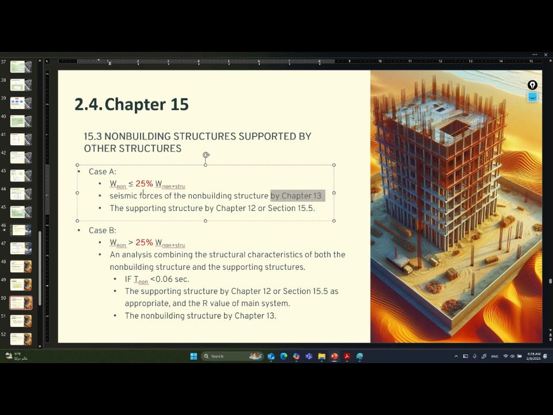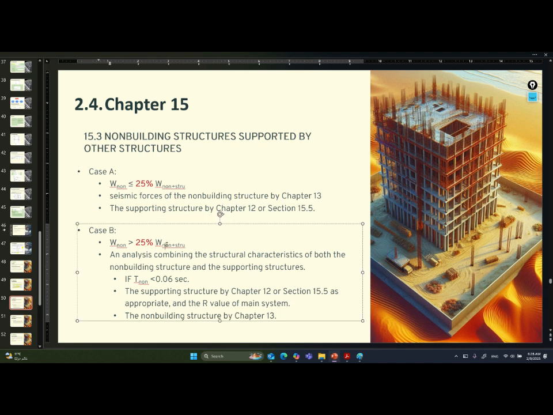However, regarding the supporting structures, if I have supporting structures, then I will design them by chapter 12 or section 15.5. The other case, if I have the W non-building structures more than 25% of the W non-building plus W structure, then any analysis combines the structural characteristics of both the non-building structure and the supporting structures, meaning that I will do a structure combining the two components in the same model.